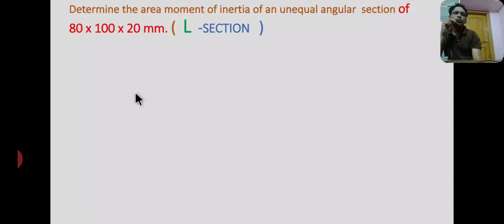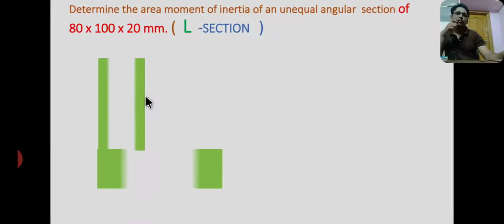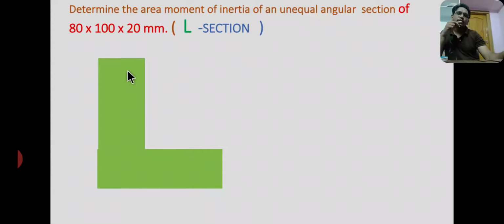So you have to draw the angular section. Angular section means L section. So you have to draw an L shape having dimensions 80 by 100 by 20 mm. Now I am drawing the diagram of the L section. Please observe carefully. So this is the shape of the L.